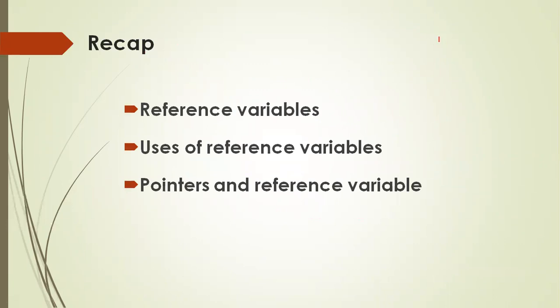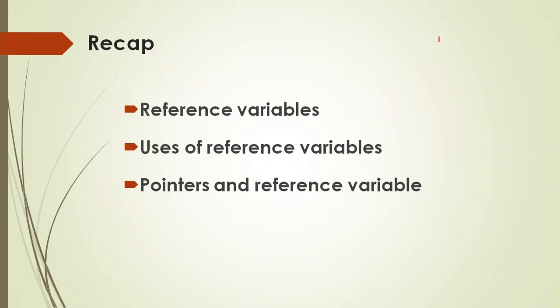In our last class, we learned about reference variables. Reference variables are nothing but an alternate name or alias for the original variable. So the original variable can be called by another name, and that other name we call a reference variable. We also studied the applications or uses of reference variables. A reference variable allows us to refer to a memory location by two different names without wasting memory for each.